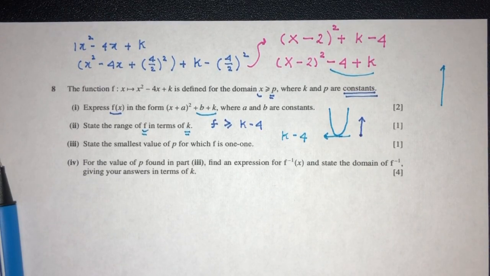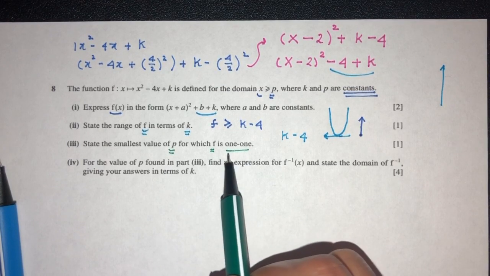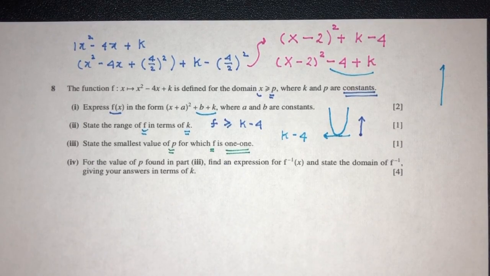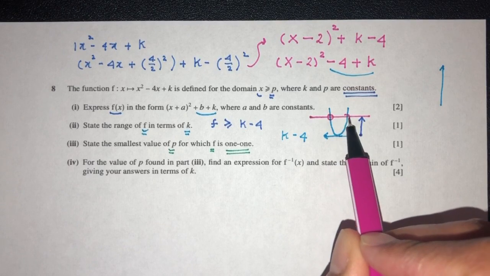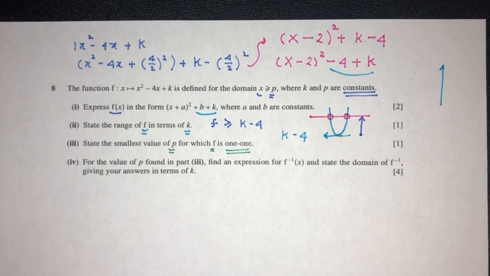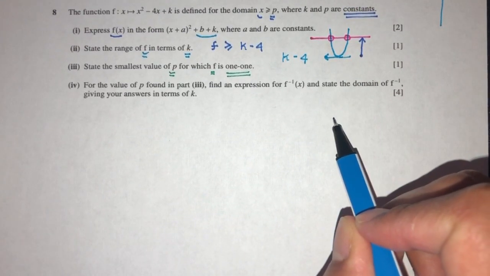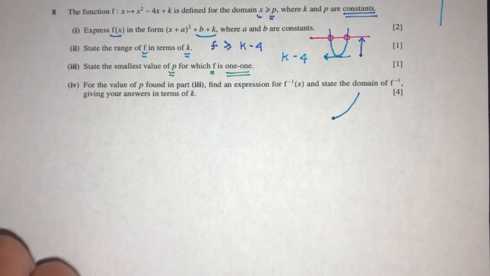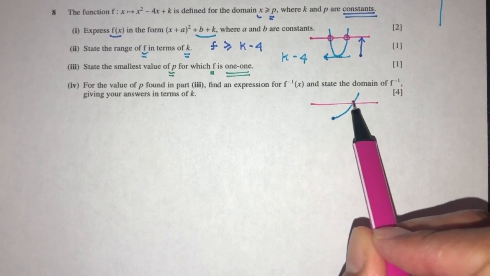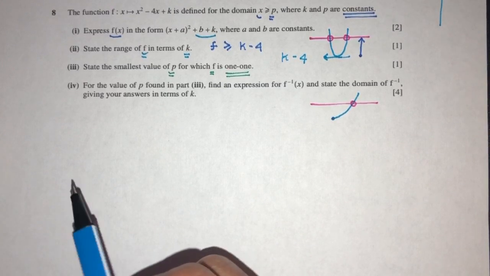Now for part 3, we have to state the smallest value of p for which f is a one-to-one function. Okay? Now, for it to be a one-to-one function, we have to understand that, for example, if I were to draw a horizontal line here, you can see we have 2 points of intersection. So it is not a one-to-one function, right? Now, to make this become a one-to-one function, we have to define the graph for this. So from the minimum point and going on, we have to forget this side. Only then, when you draw a line, you have only 1 point of intersection, and hence it is called a one-to-one function.